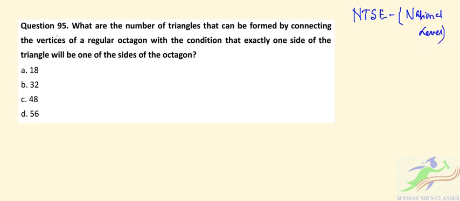So what is question number 95 saying? What is the number of triangles that can be formed by connecting the vertices of a regular octagon, with the condition that exactly one side of the triangle will be one of the sides of the octagon? So first let us draw an octagon. We can draw this in this manner. Let us draw a big octagon.